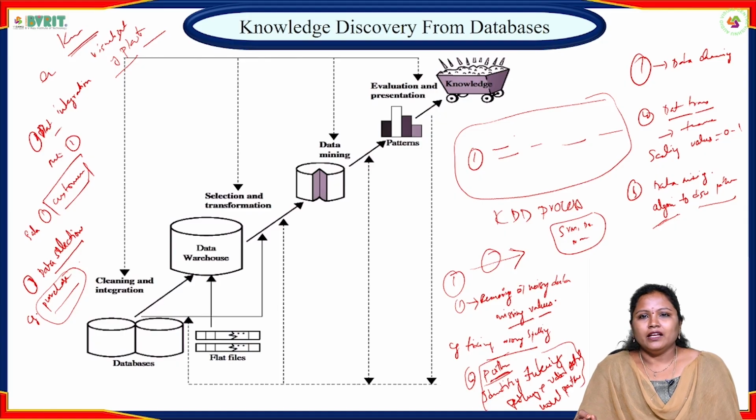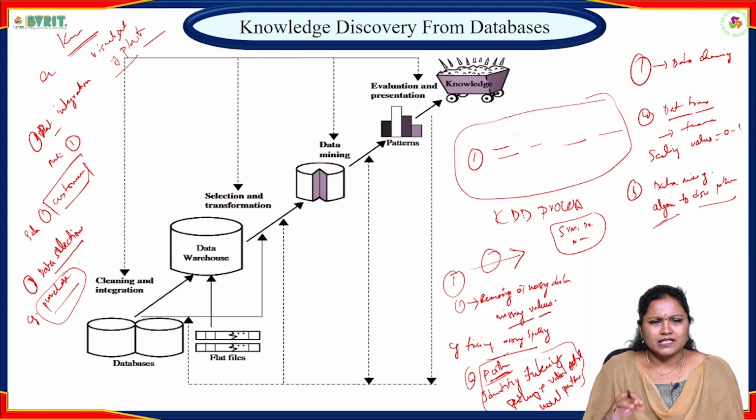Next is integration. Whatever cleaning has been done, we have multiple sources of data, right? So we merge them into a single set, according to our requirement. Next we select the relevant data according to the requirement. And then transformation. Transformation is nothing but, based upon requirements, giving scaling values like 0 to 1. In that way we transform the data, right?